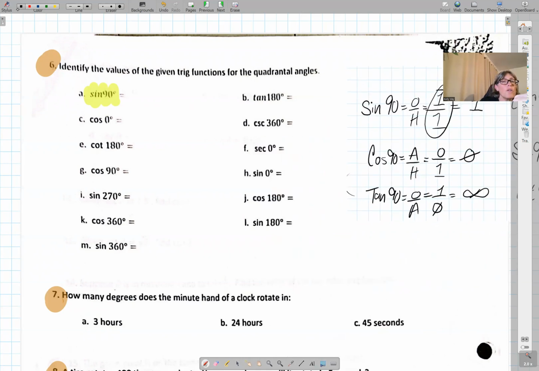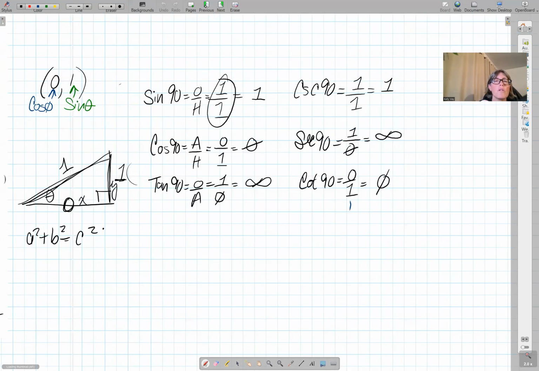So the sine of 90, these are quadrant angles, is going to be 1. Let's do all the 90s while we're here. Cosine of 90 is 0. The tangent of 90 is infinity. Is that around? Oh, it's tangent of 180. Okay, any other 90s around? Nope. Okay. And we're going to come over here and grab the 180s.